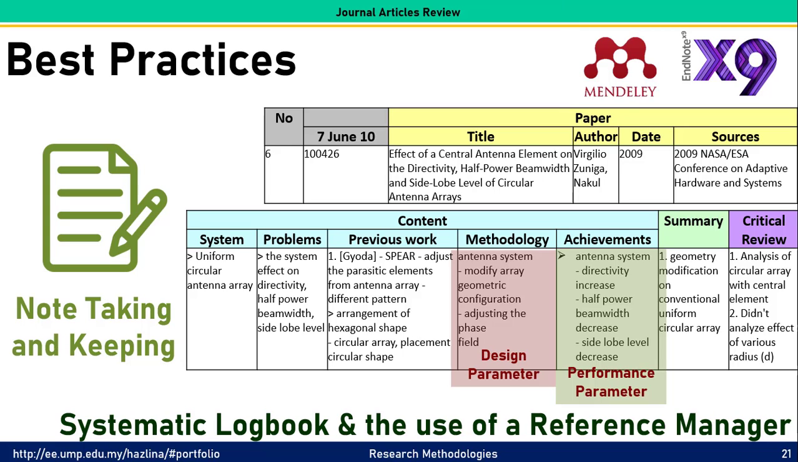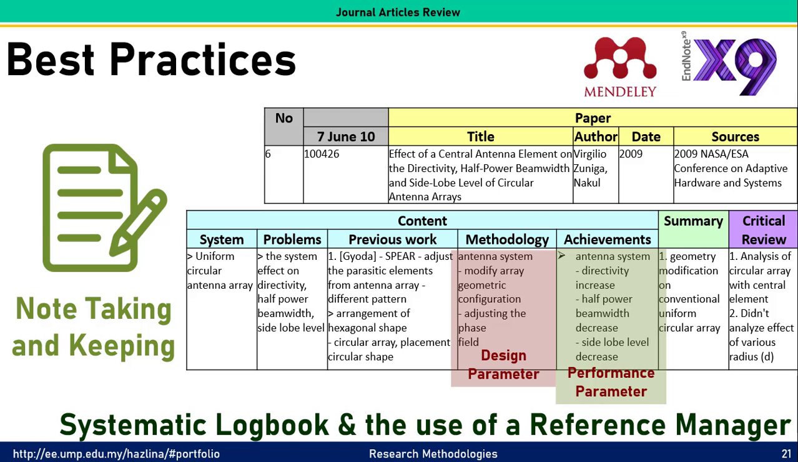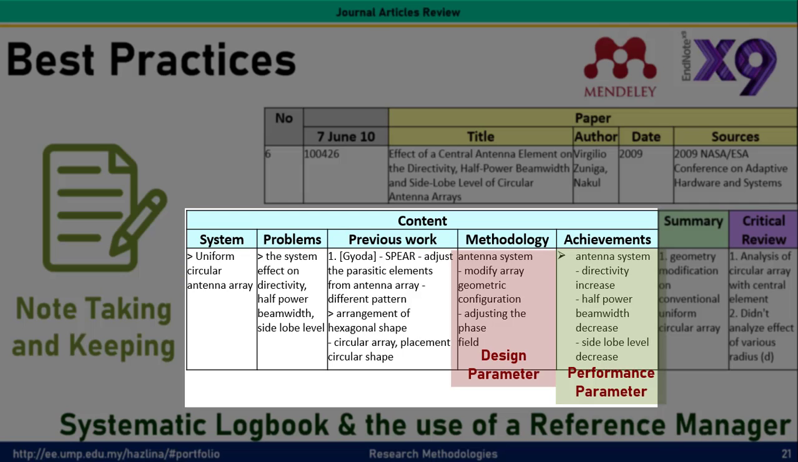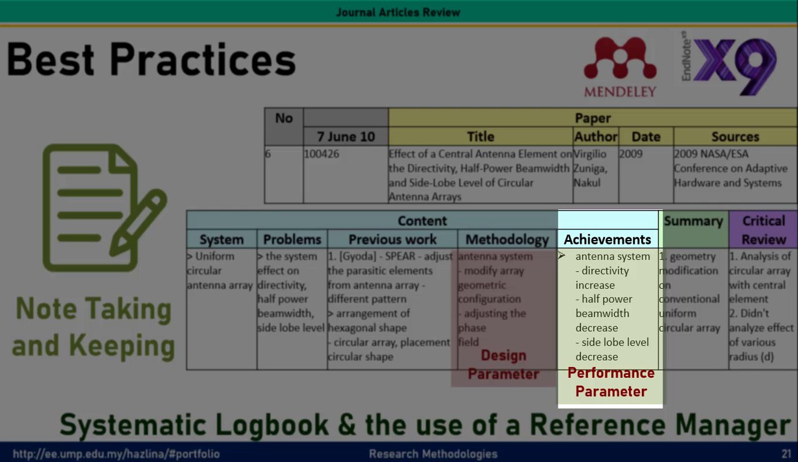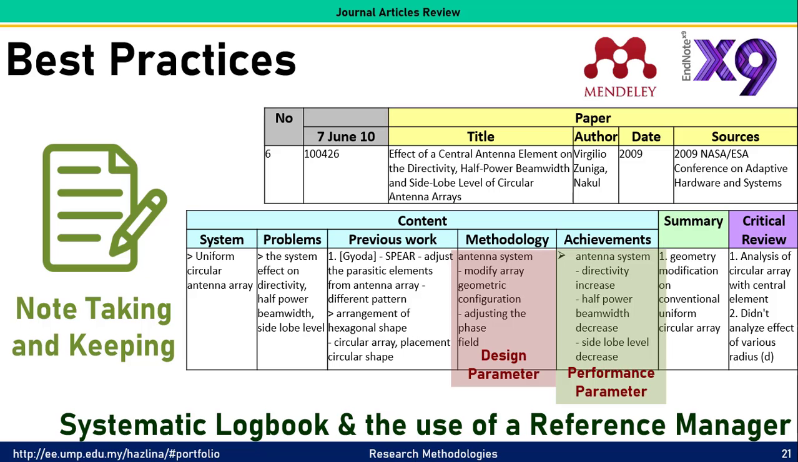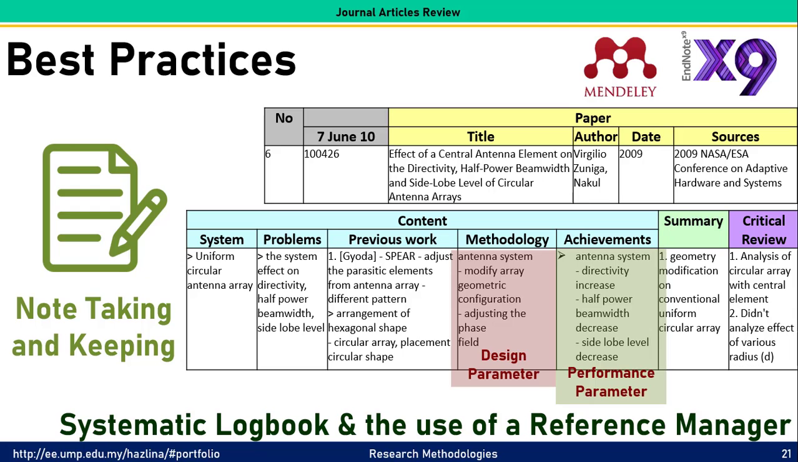A systematic logbook typically contains the paper properties such as the title, author, dates, and sources, followed by the content, which are the system, problems, previous work, methodology, and achievements that were discussed in the paper. Note that methodology typically lists the design parameters, whereas the achievement discusses the performance parameters. Finally, for each paper reviewed, write down a summary and also a critical review. This is a quick note to refresh your memory about the paper.